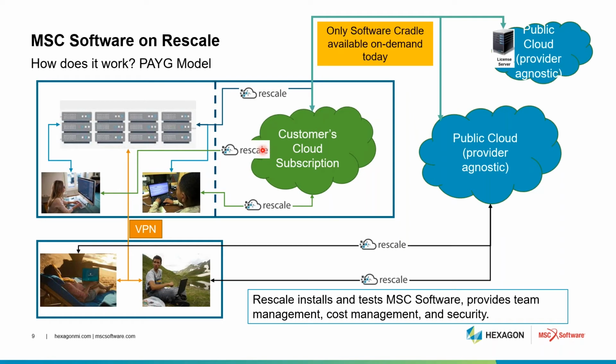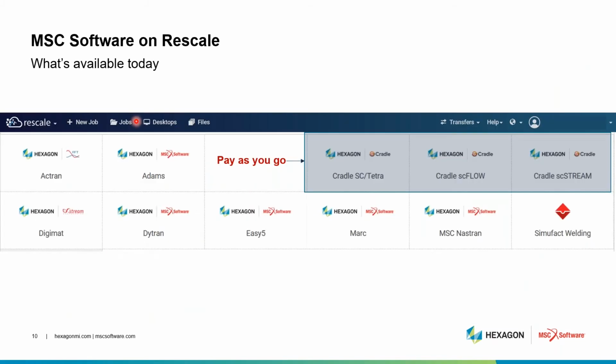Next, we have the pay-as-you-go license format. In this one, Rescale has installed the software on their site itself, and you pay as you use. Only Software Cradle is available on demand today. So it's similar to Bring Your Own License, since all other software is available under Bring Your Own License, but only Software Cradle is pay-as-you-go.